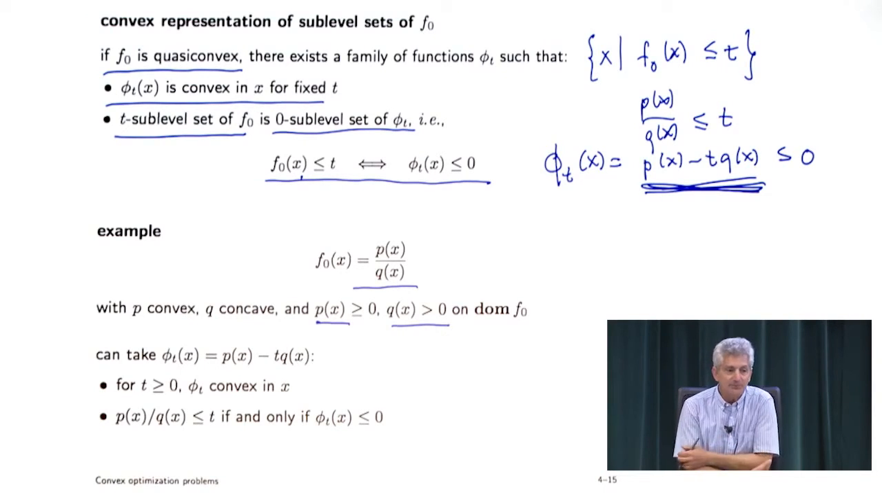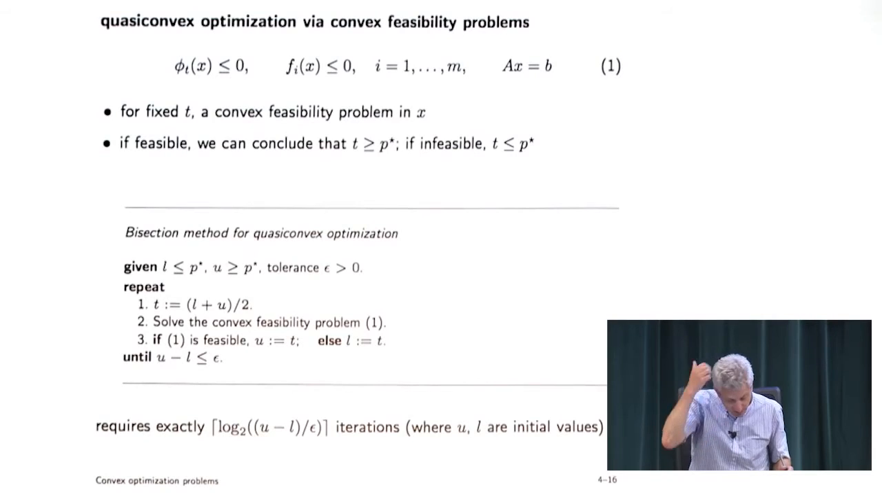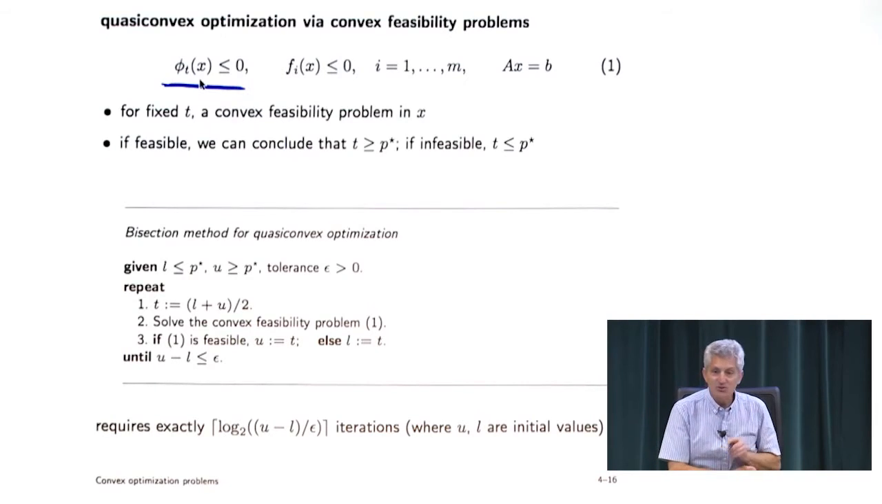Okay, so what do you do with that? Well, the idea is very simple. This says that we have a convex representation of a sublevel set. And what we'll do is we'll just vary t and check feasibility of the convex problem. So that's all you need to do. So here it is. If you want to do quasi-convex optimization, it works like this. This is the part that describes the t sublevel set of the original objective f0. And so what we'll do is we'll guess a t. We'll solve this convex feasibility problem.